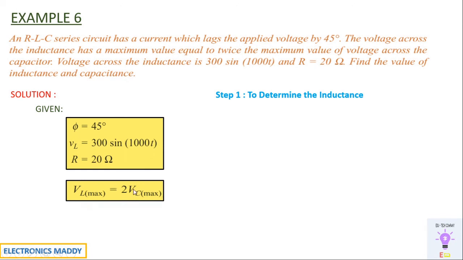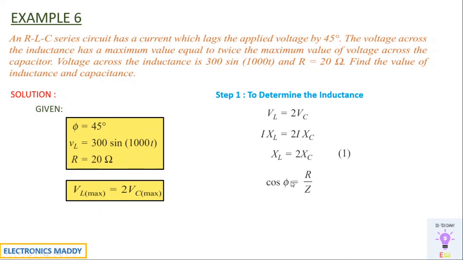So how is this helpful? In order to determine the inductance value at the first place, we'll be considering this equation: VL is equal to 2 into VC. We know VL is equal to I into XL, so I'll be writing that. We know VC is equal to I into XC, substitute that as well. We know I and I gets cancelled out in this equation. You'll be getting XL is equal to 2 times XC. Important observation. So label that as equation 1.